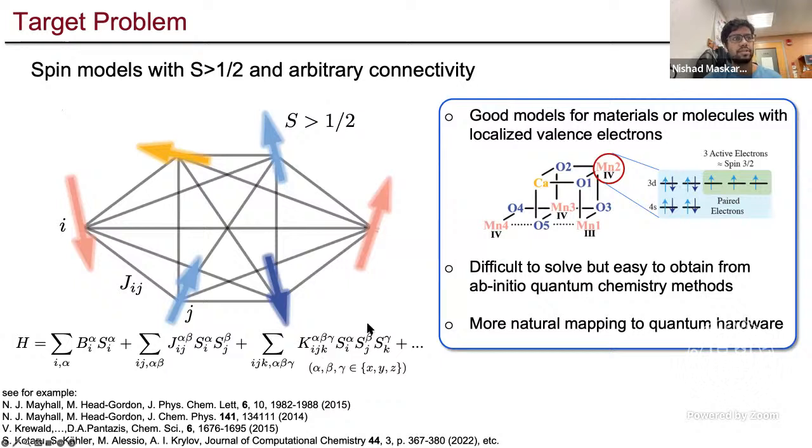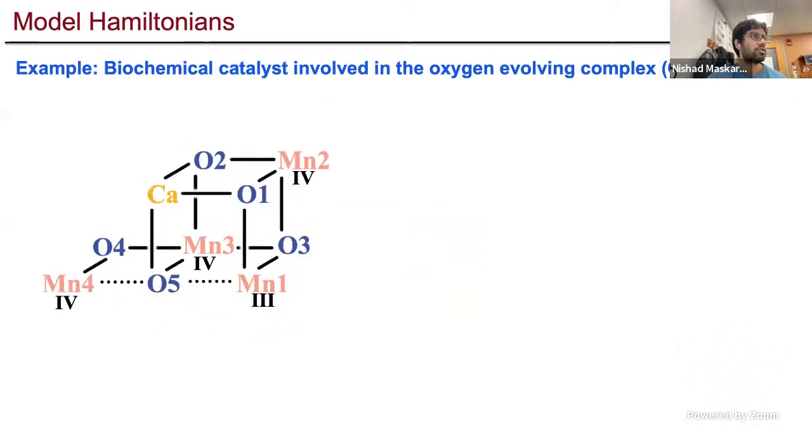And the key benefit of these spin problems over the full electronic structure Hamiltonian is that they have a much more natural mapping onto quantum hardware, which will also help significantly reduce the overheads. So let's illustrate how an example molecule could reduce to a spin Hamiltonian at low energies.